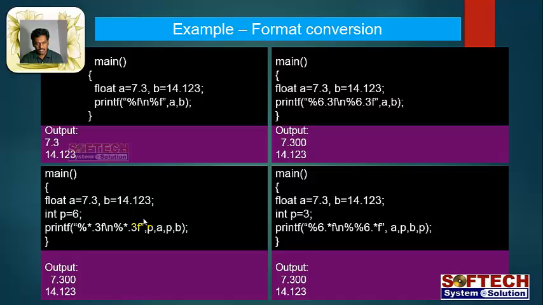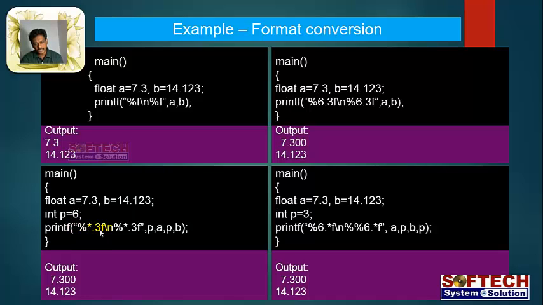At the time of execution, the value of p comes to this place: the value of p comes to the first star, and the value of a comes to the place of the second star. What is the value of p? 6. So 6.3. It changes at the time of execution. The value of p comes to the place of the star.